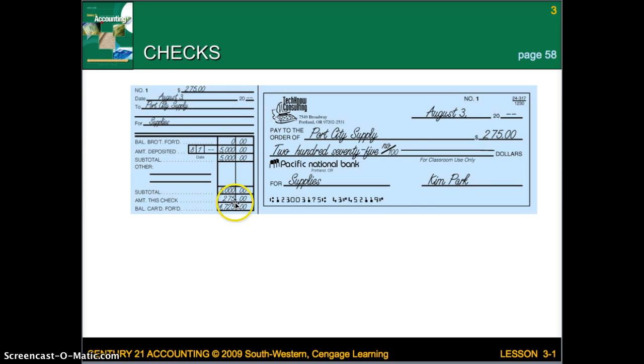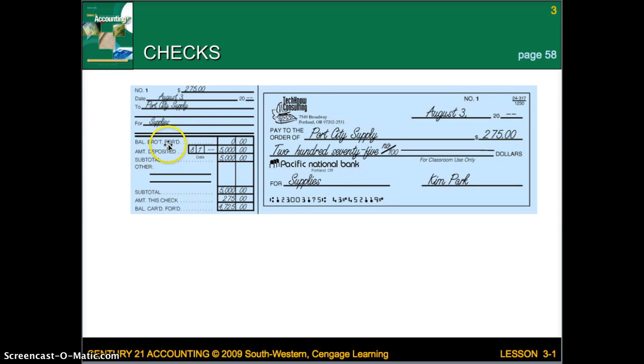This is called our check stub. Every time we write a check, we also need to record it in here so that once the check is gone and we've ripped it off here and sent it out to Port City Supply, we have a record of writing that check. So this is check number one. Check number one, these should match. The amount's $275. $275. The date is August 3rd, to Port City Supply, okay, for supplies.